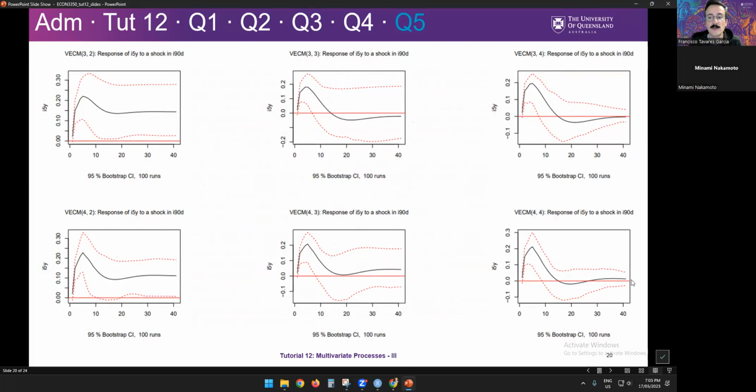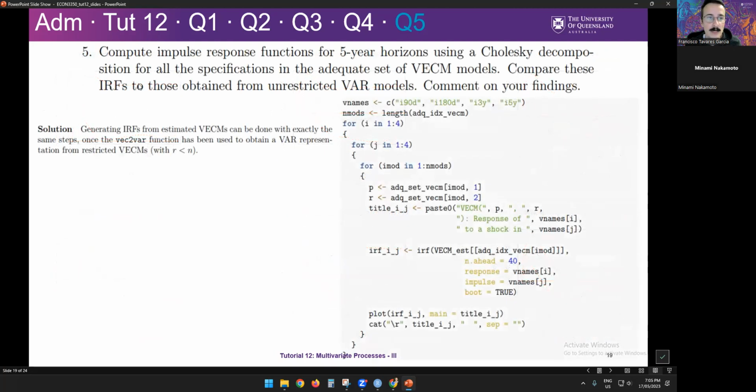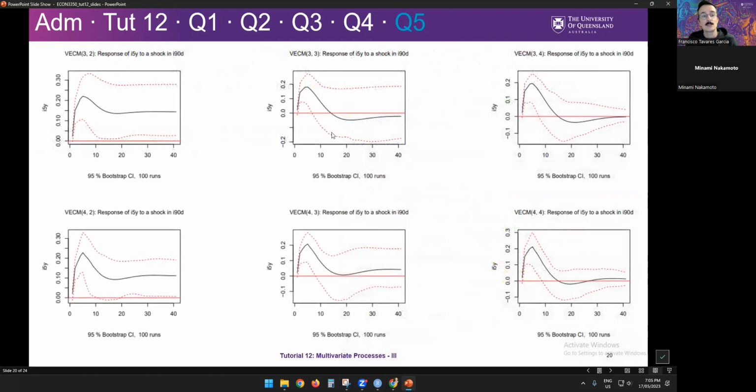What is special about these guys here? Co-integration rank of 4, nothing different than our VAR, the unrestricted one. Because if the co-integration rank is the same as the number of variables, therefore we're not putting any restriction. So that's what we have in here, and that's what they asked there. Compare these IRFs to those obtained from an unrestricted VAR model. Okay, so have a look.